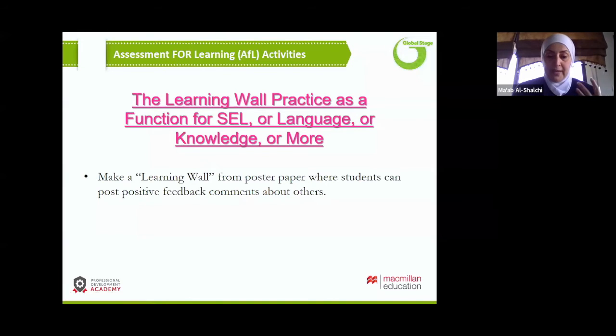The slide before really helps students reflect on the quality of their work and judge the degree to which it reflects their learning and the goals. Because again, we said that we're following a criteria here. Here is a learning wall practice as a function of social emotional learning, or language, or knowledge, or even more.